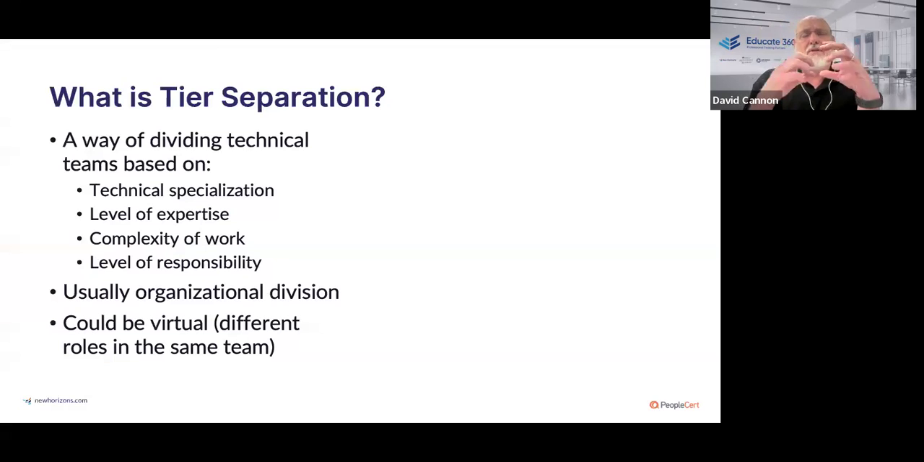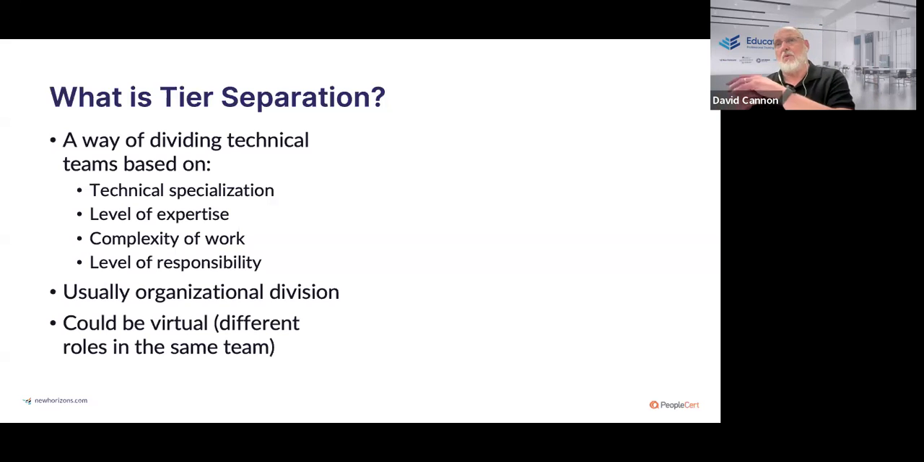First of all, it's a way of dividing teams. Not everybody does everything in an IT group or any other technology group. You can't have everybody doing the same job, and so you have to divide the teams up in some way. There are a lot of ways we divide teams up in technology groups. We divide them up by technical specialization. We divide them up by the kind of applications and systems that they support. We divide them up potentially by the kind of architecture that they're supporting.